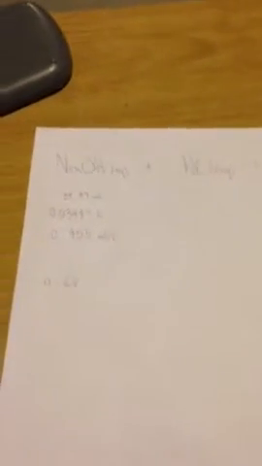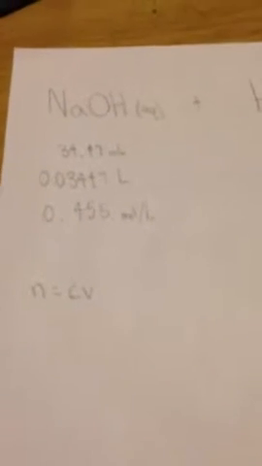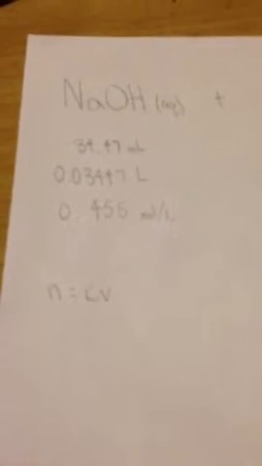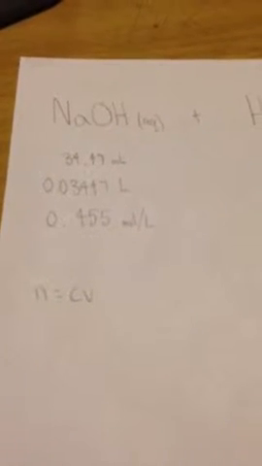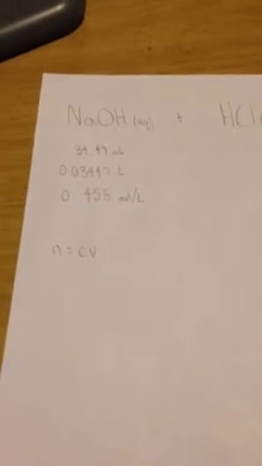So like any stoichiometry question, our first step is to write the balanced chemical equation. Unfortunately, the equation is already balanced. The equation is NaOH plus HCl becomes NaCl plus H2O. And what we know is that we have 34.47 milliliters of NaOH, which is the same as 0.03447 liters of NaOH, and we know that the concentration is 0.455 molar, or mole per liter.